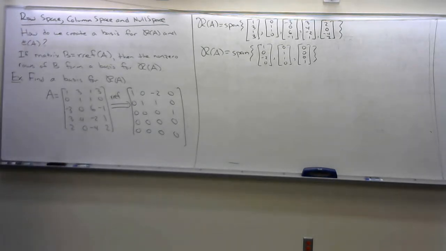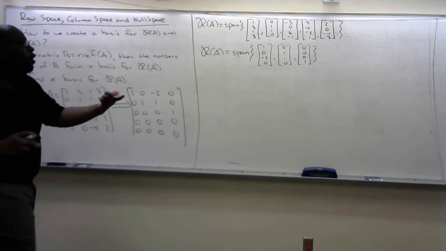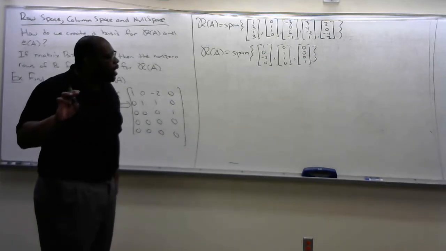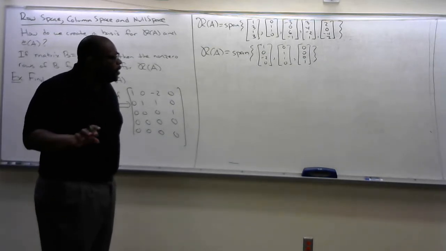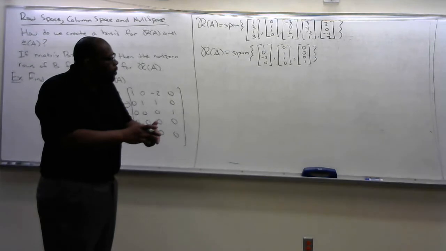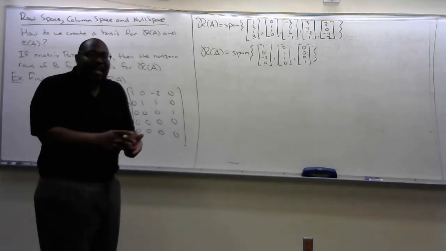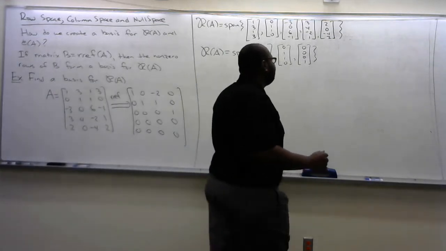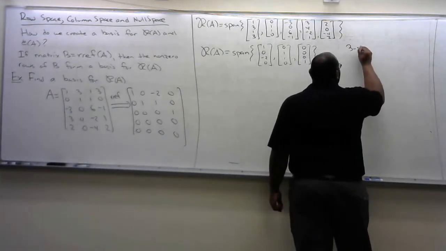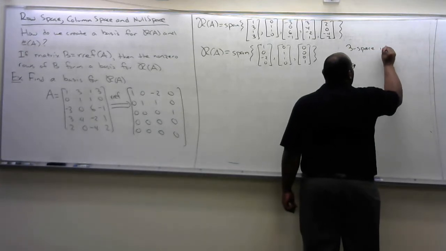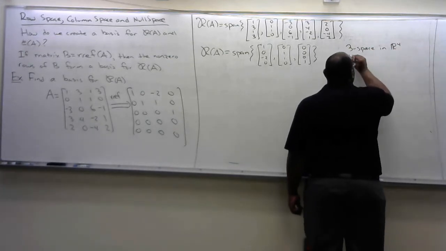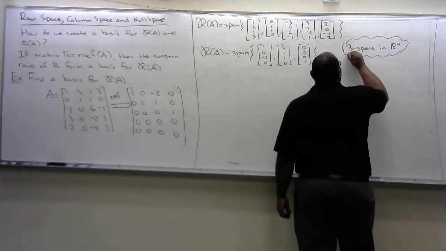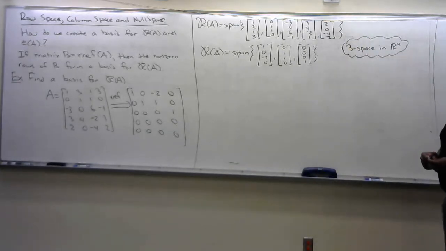It's 1, 0, -2, 0, 0, 1, 1, 0, 0, 0, 0, 1. Now this is going to be a basis. These are three linearly independent vectors. Now what object is this? What is this geometric object? If you say it is a three space, it is a three space in R4. A three space in R4 is what we're dealing with here.